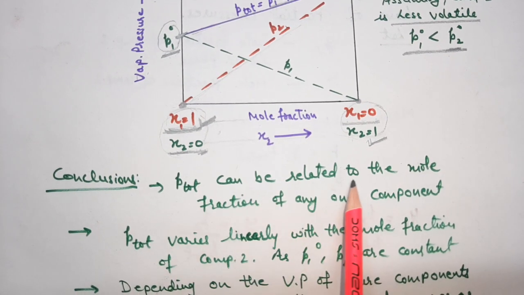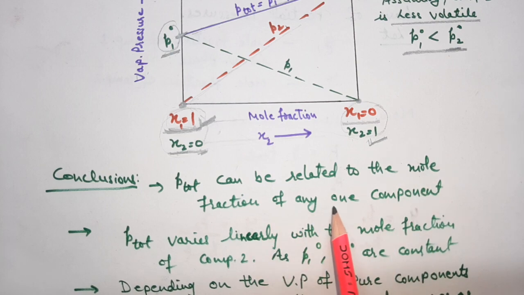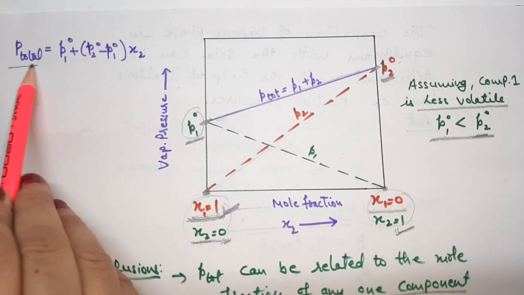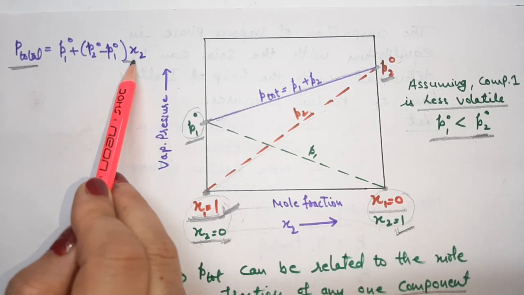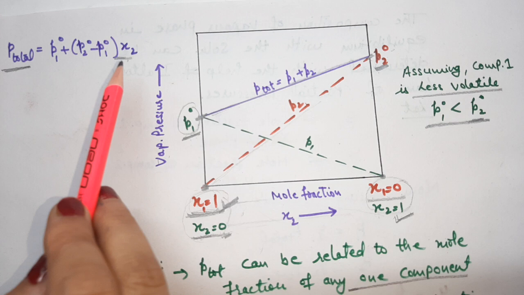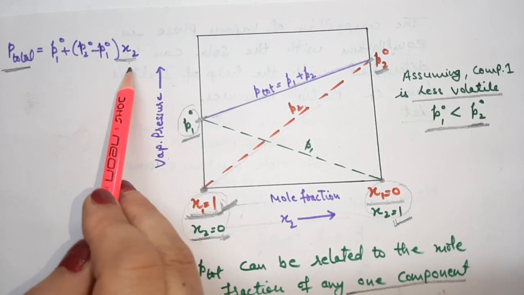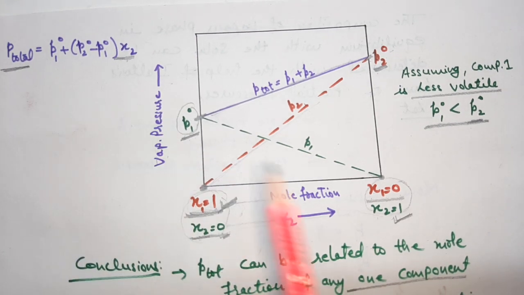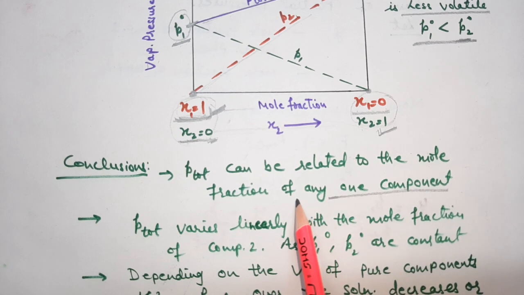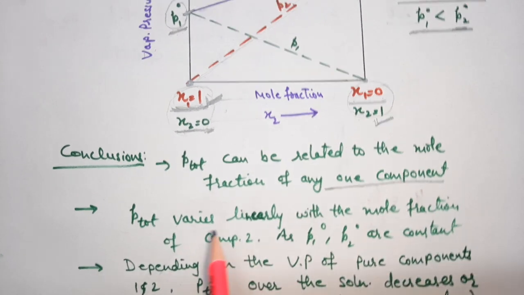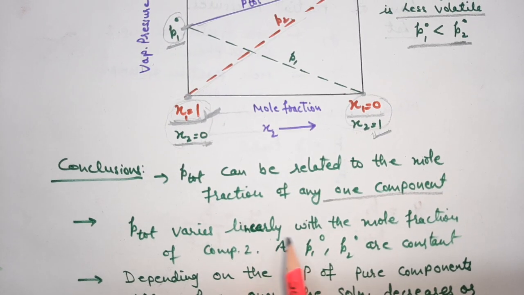That P total can be related to the mole fraction of any one component. See, I have written this expression again, that P total can be related to the mole fraction of any one of the components. Previously I told you it is x2, but it can be x1 if we put the value of x2 over there. The generalized thing we have written here is that it is related to the mole fraction of any one of the components. Then P total varies linearly with the mole fraction of component 2.